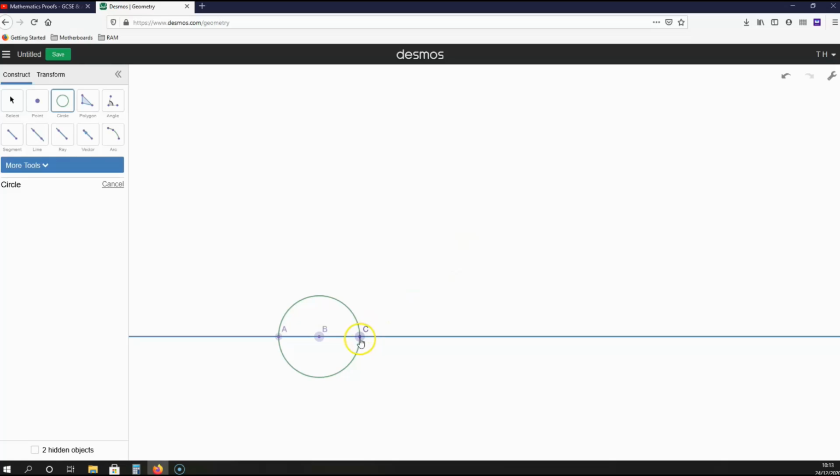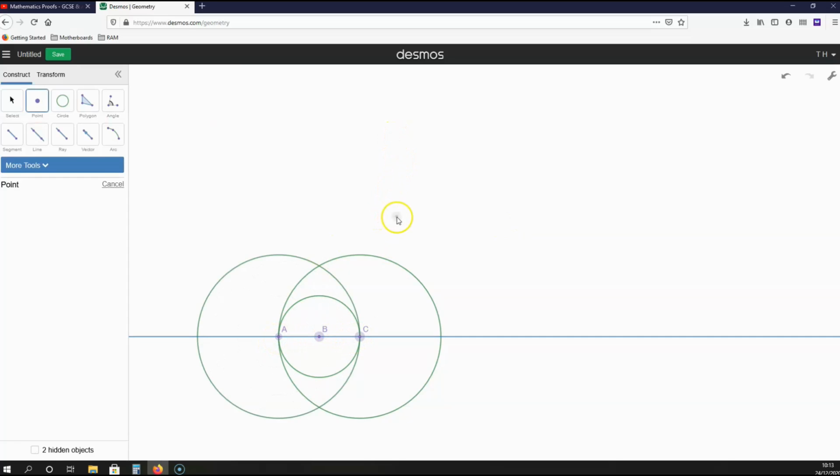From the center C, create another circle with the radius AC. From the center A, create another circle with the radius AC, like this. Where these new circles intersect, create another 2 points. Name this point over here D, and this point over here E. Now draw another line going through D and E, like this.